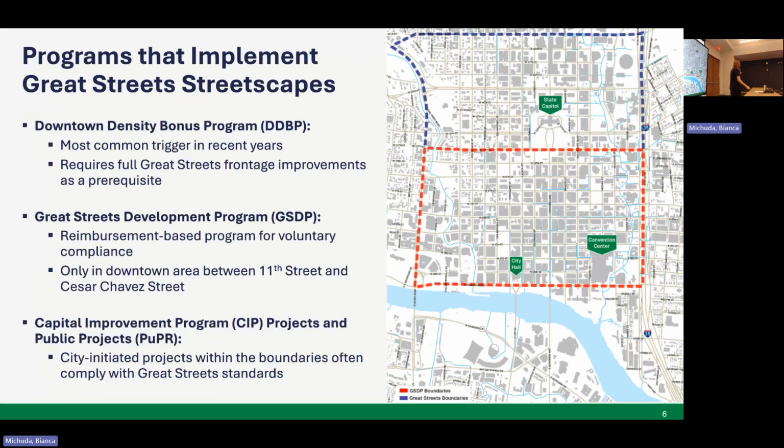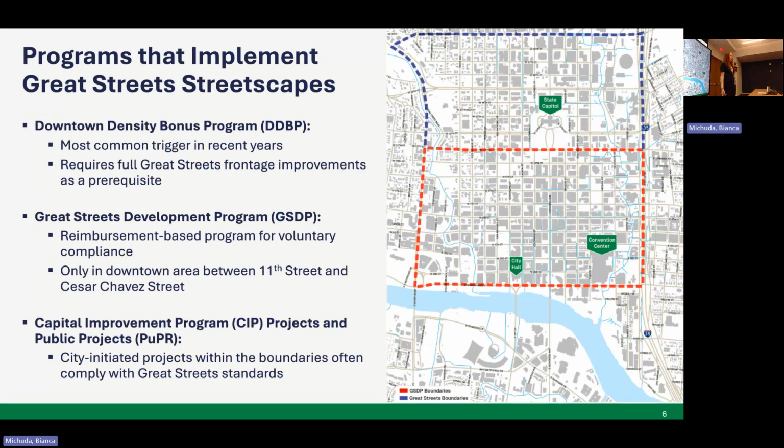So Great Streets is implemented 3 ways. The first is through the downtown density bonus program. So not all, but most of the towers you see in downtown is how Great Streets is actually installed. The second way is through the Great Streets developer reimbursement program. So developers in this area can opt in to Great Streets.